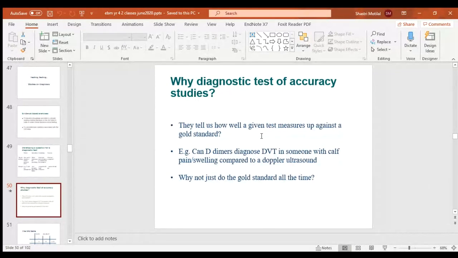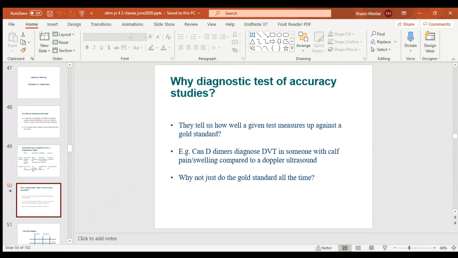Because when we talk about diagnosis, it's really two things we're trying to do. We're not only trying to say that a patient has a condition, we're sometimes interested in ruling out, or saying that a patient does not have a condition. So when we use a test, we use it both to rule in or to rule out. And we'll see over the next couple of slides how the measures that we calculate help us to do that. But before we move on, my question is, why not just do the gold standard all the time?